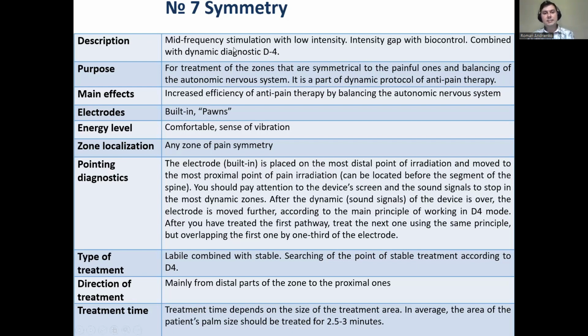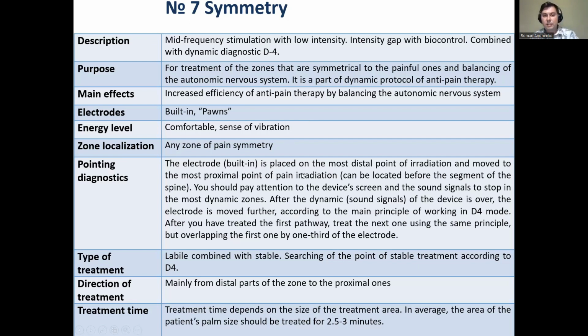Again, it is combined with the D4 mode because we are smart and we don't want to waste our time on the big areas. And sometimes symmetrical areas can be large. We, again, use symmetry just like we use the irradiation preset. We are trying to find the most active point, the most active zone, and address it directly with this preset because it is treatment and D4 in the same way, in the same one preset.